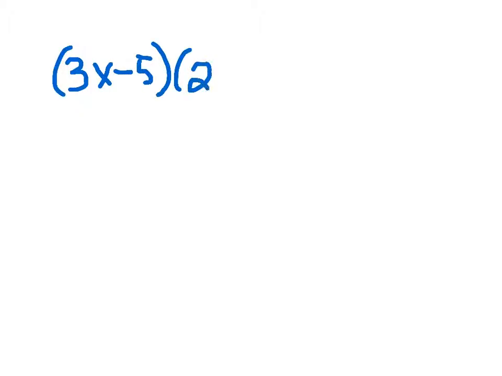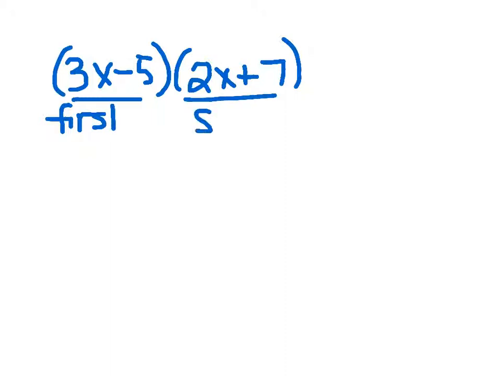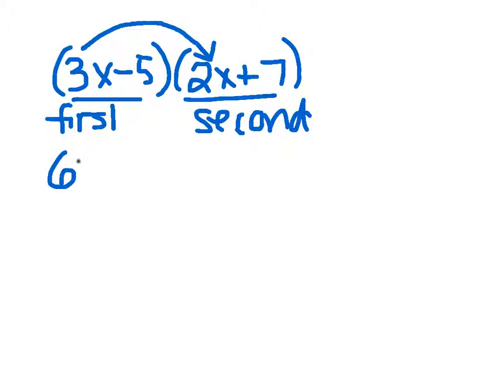Let's say, I don't know, 3x minus 5 times 2x plus 7. This is the first polynomial, and this is the second polynomial. So when we say we're going to distribute all of the terms of the first polynomial over the second, we're going to begin. The first term of the first polynomial is 3x, so I'm going to distribute it or multiply it by the 2x. Don't forget, 3x times 2x is 6x squared. I'm not finished with 3x though. I now have to multiply it by 7, and that gives me 21x.